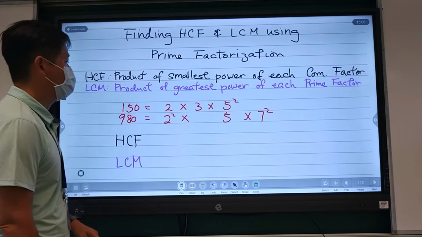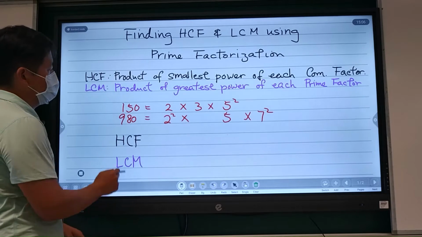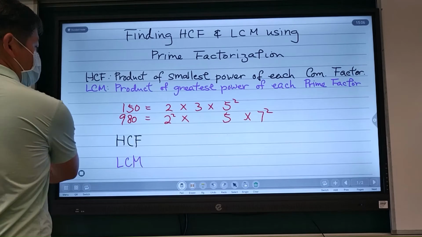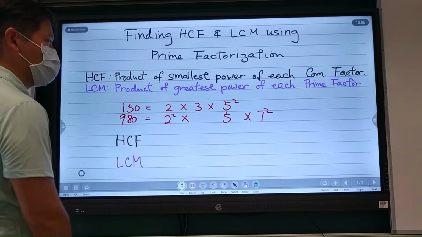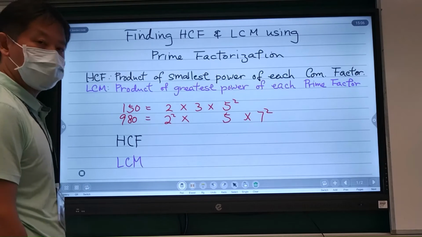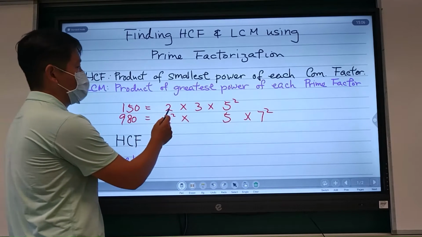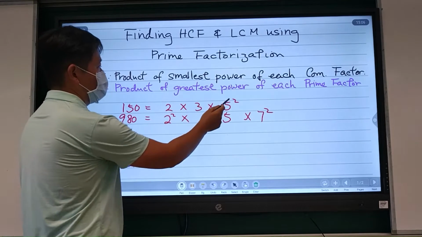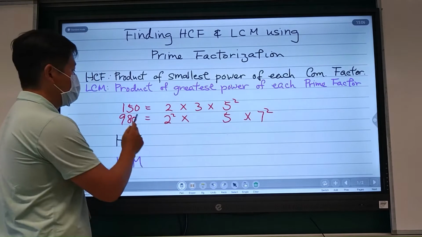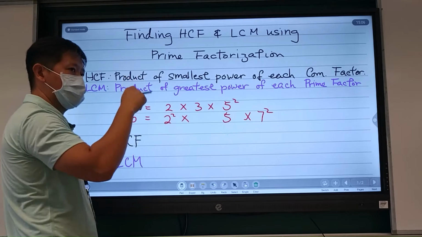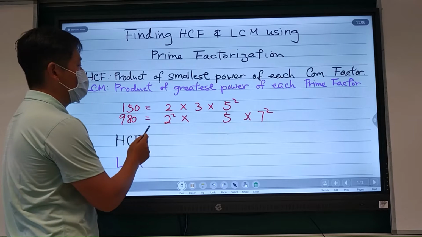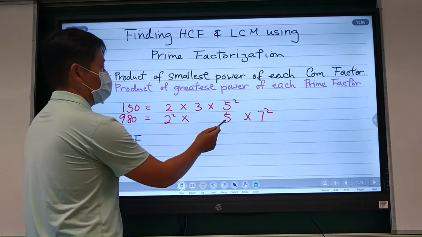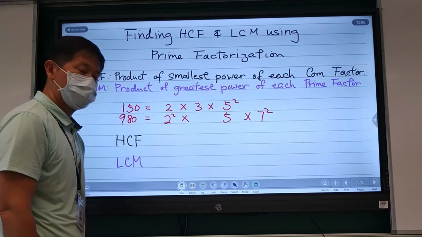I have two numbers. One is 150 and one is 980. I did the short division and factor tree on the side, and I found that the prime factors of 150 are 2 times 3 times 5 to the second power. And for 980, after I did all the prime factor trees, I found that it was 2 to the second power, times 5, times 7 to the second power.